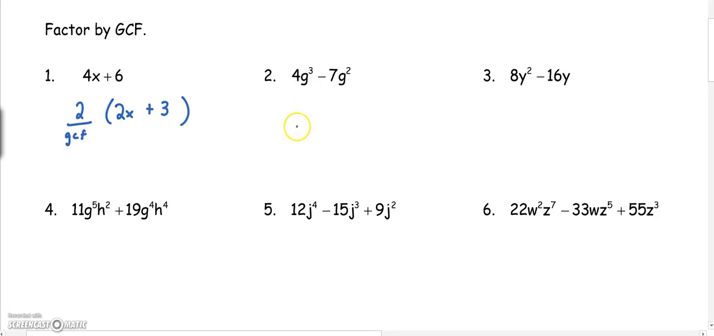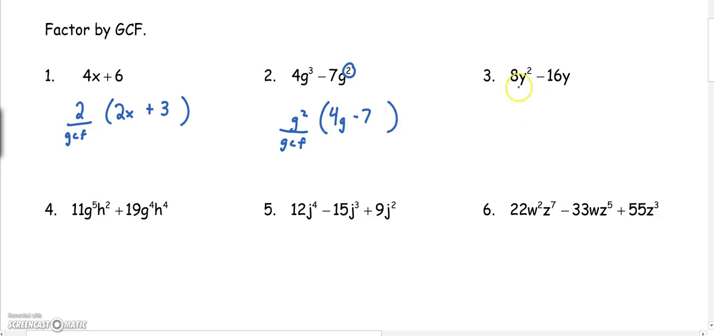Number 2, 4g cubed minus 7g squared. So my GCF here, there's no common number between 4 and 7. But they both have a g, so I need to look at the lowest exponent, which is a 2. So we can take out a g squared for my GCF. When I take out a variable, I have to subtract my exponents. So 4 stays, 3 minus 2 is 1, so it's g to the first. We don't have to write that. Minus 7, 2 minus 2 is 0, so there's no more variable with the 7.